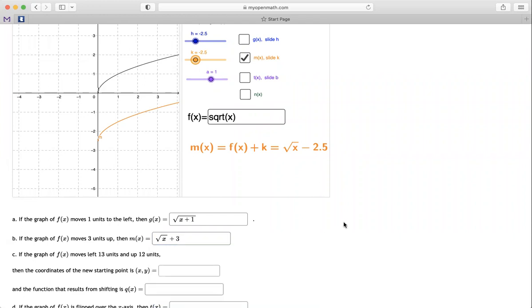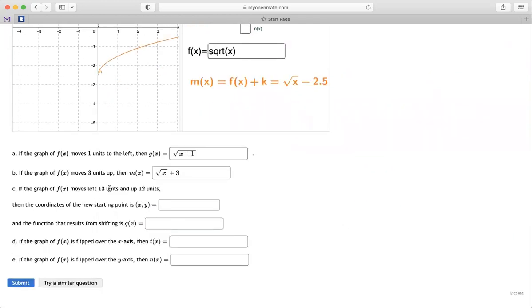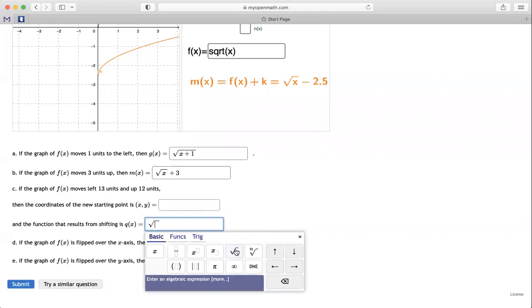Now this one over here says move 13 left and 12 up. So you cannot use this graph because the graph is too small. I go up to 5, negative 5, and you cannot see anything else. But using the rule that we learned, we can do this. It's going to be square root of x. So we move 13 left, right? So plus 13. And then you move up 12. So over here, you plus 12.